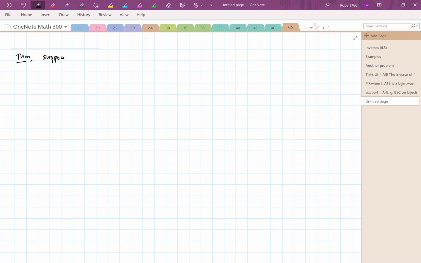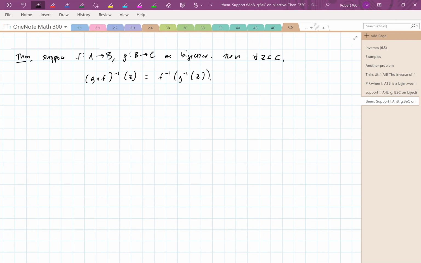So suppose that f from A to B and g from B to C are bijections. Then for all z in C, g of f inverse of z is equal to f inverse of g inverse of z. This just says that the function g of f inverse is the same thing as f inverse of g inverse. We did prove that g of f is a bijection. It was a corollary. I'm now seeing it in this proof that I'm about to give, so that's good.